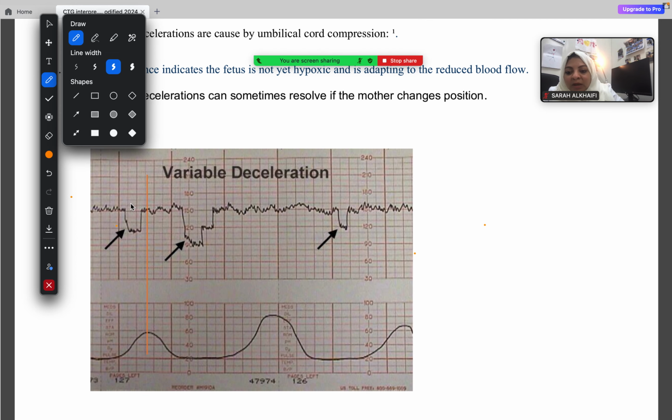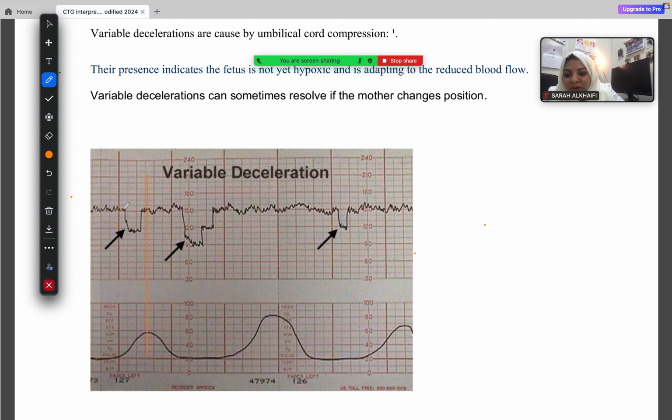So if you see here, this is the uterine contraction, which is abrupt. If you can see the decrease here, abrupt, a sudden decrease. You see again, abrupt decreasing. A sudden decrease in the fetal heart rate. This is what makes variable one of the features of deceleration. You have an abrupt decrease in the fetal heart rate.